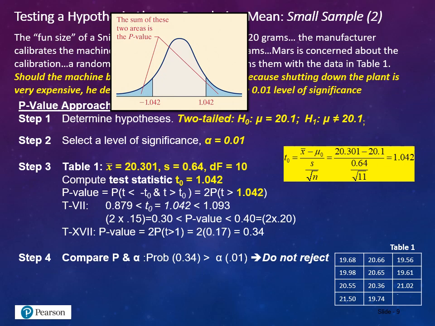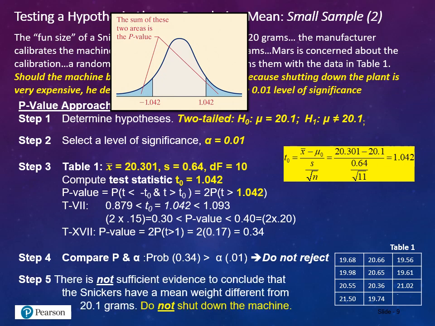So with the p-values, remember, we compare them to the alpha value, and our p-value, our probability of 0.34, is greater than alpha. Remember, we reject if it's less than, and so we don't reject the null hypothesis. And once again, we decide that we will not shut down the machine.